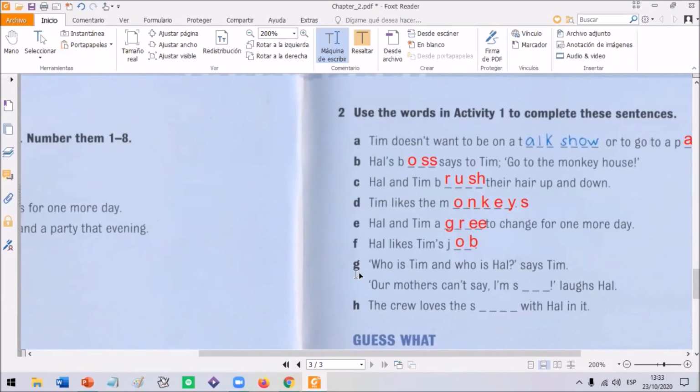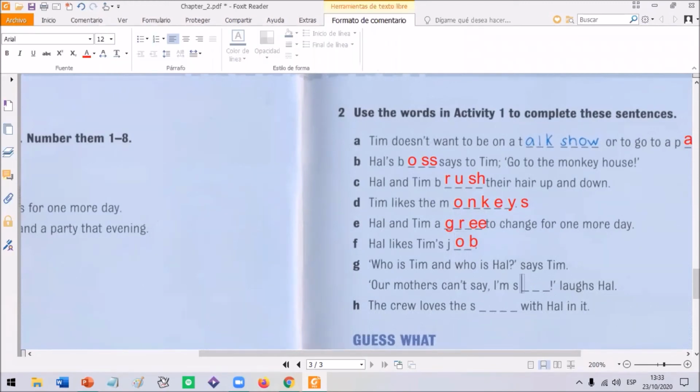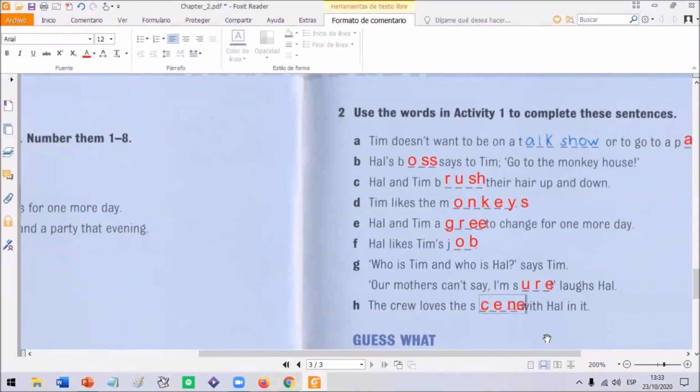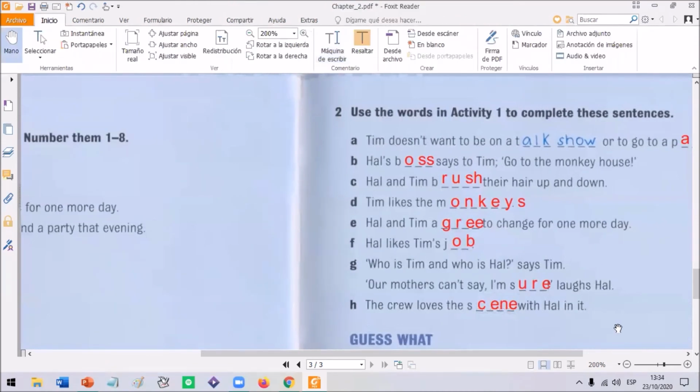Next. Who is Tim and who is Hal? Says Tim. Our mothers can't say. I'm, loves Hal. What does he say? I'm sure. Very good. Estoy seguro. Great. And then the crew loves the with Hal in it. The crew, the filming crew, what do they love? Yes, very good. They love the scene with Hal in it. Yes, remember a scene is a part of a movie.